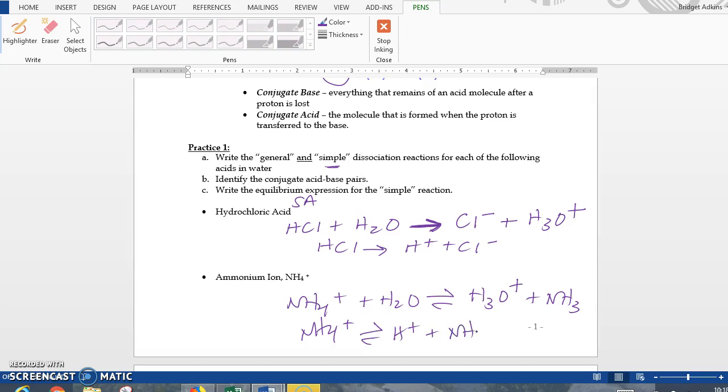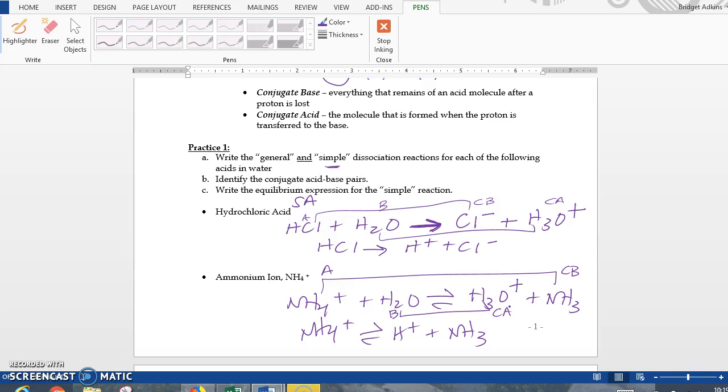For the simplified version, if you think, well, where would the proton go, you can just draw it as H plus and NH3. Okay, so if we want to find conjugate acid-base pairs, it's definitely easier to do it on the full. So this is our acid, this is our conjugate base, this is our base, and H3O plus is our conjugate acid. And then for NH4 plus going to NH3, this is our acid. NH3 is our conjugate base. Water here is acting as a base, and its partner is the conjugate acid.